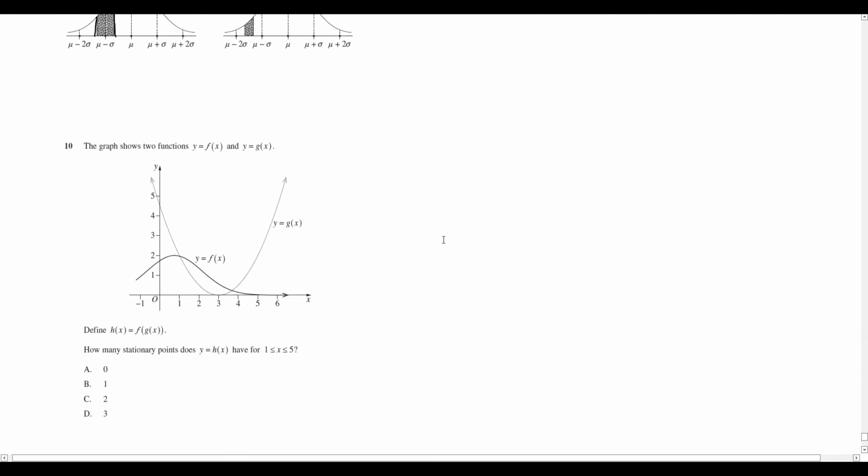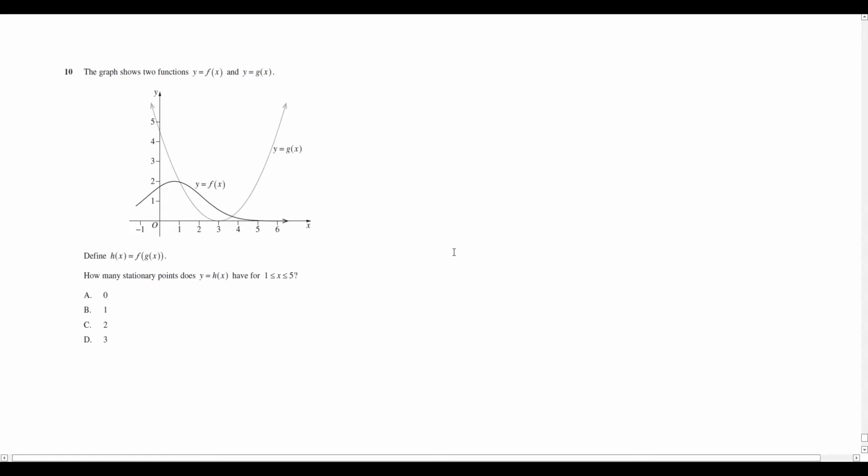Okay, question 10. The graph shows two functions, y equals f of x and y equals g of x. So we are going to define h of x equals f of g of x. How many stationary points does y equals h of x have for 1 less than or equal to x less than or equal to 5?